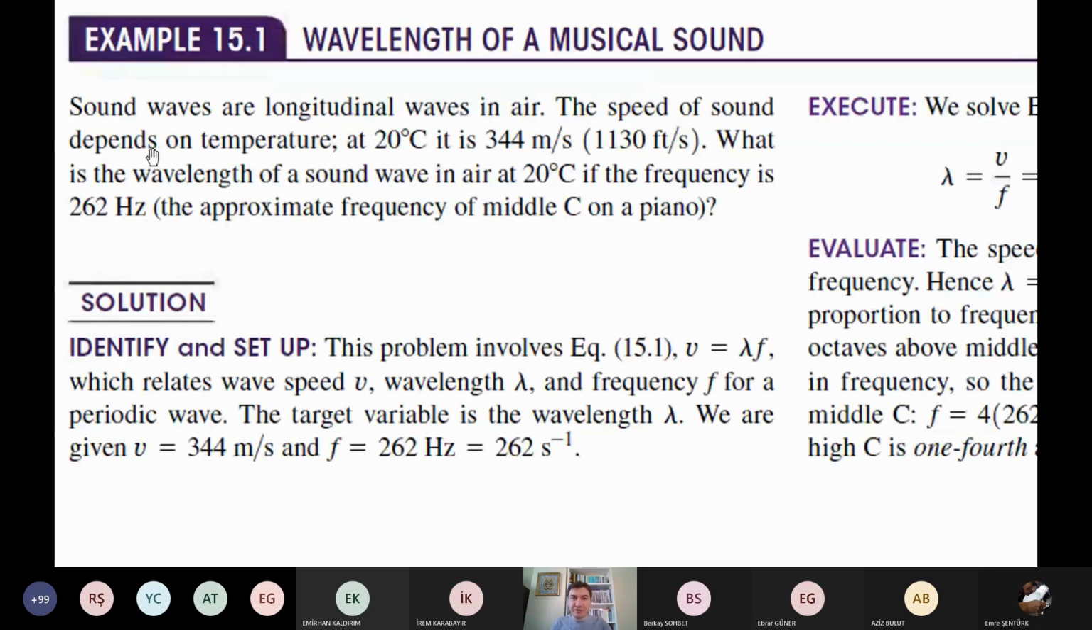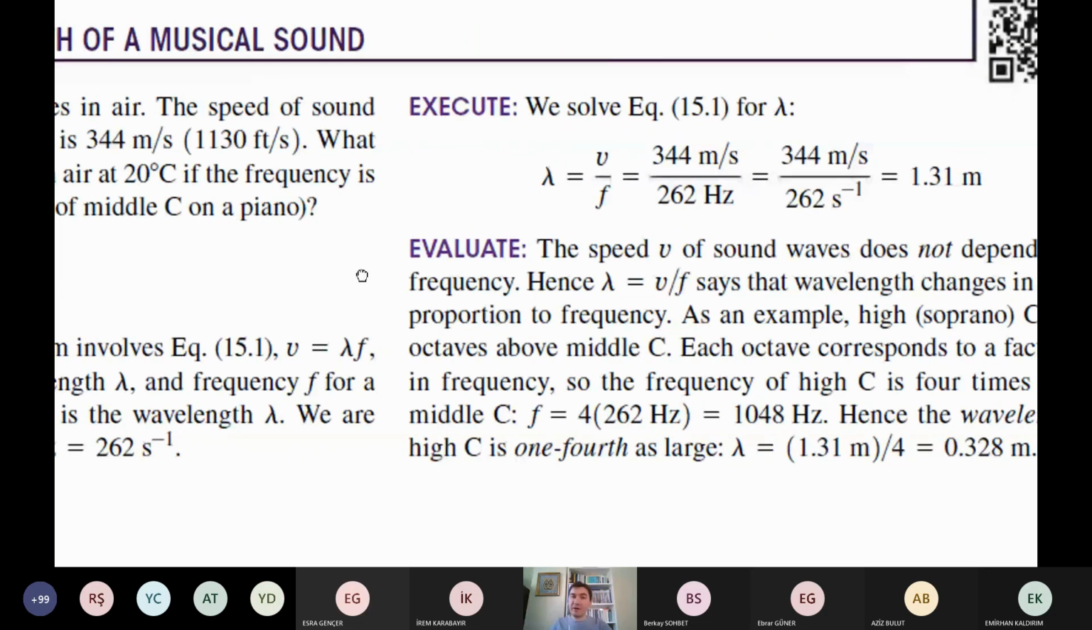Sound waves are longitudinal waves in air. The speed of sound depends on temperature. At 20 degrees Celsius, it is 344 meters per second. What is the wavelength of a sound wave in air at 20 degrees centigrade if the frequency is 262 Hertz? This is the approximate frequency of middle C on a piano. Why is this air temperature given? Because the speed of sound depends on temperature, okay?